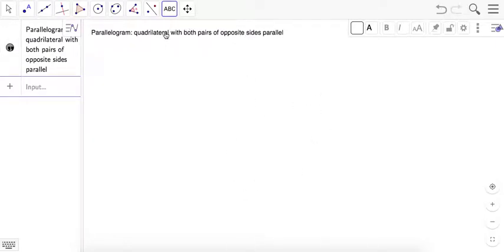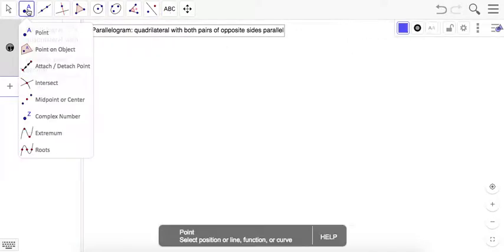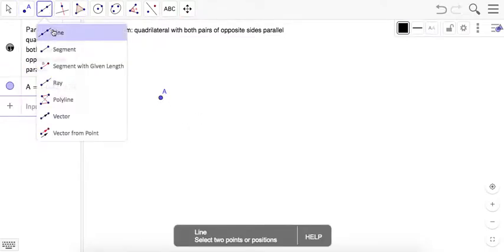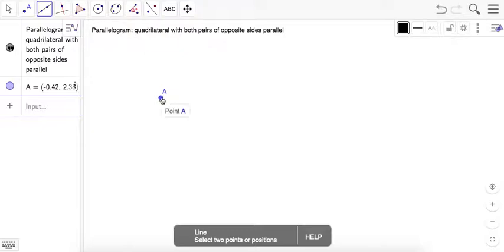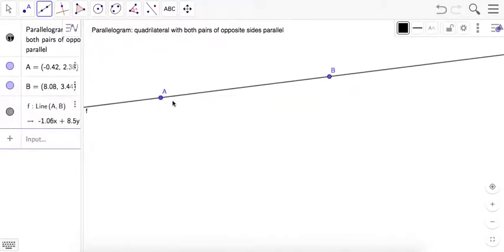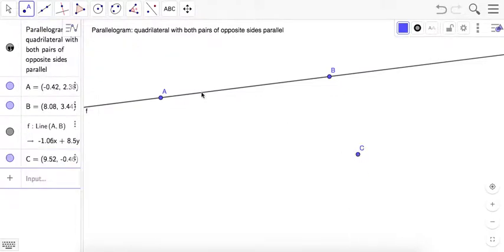But first, let's go through the process of how to make a parallelogram using GeoGebra. First I'm going to start with a point A, and then I'm going to draw a line through A. So we draw a line, and let's take it over here to point B. Now I'm going to create a parallel line to AB down here. To get that parallel line, I'm going to need a point C down here. So I started out with a line with two points on it and this point C.